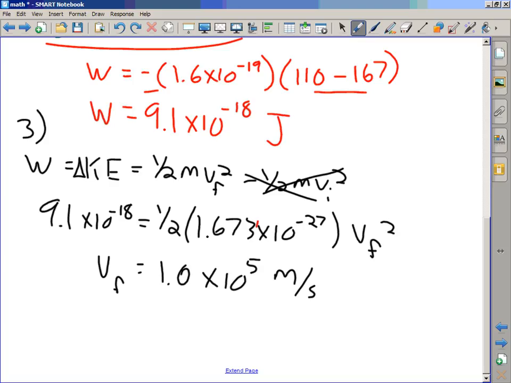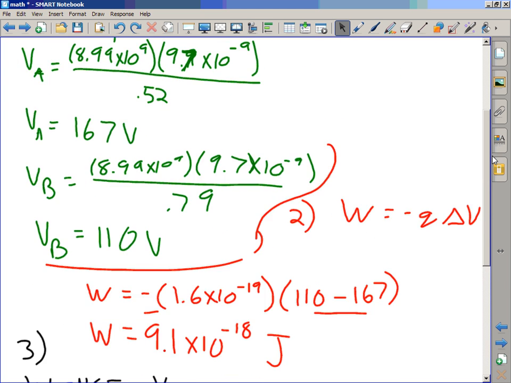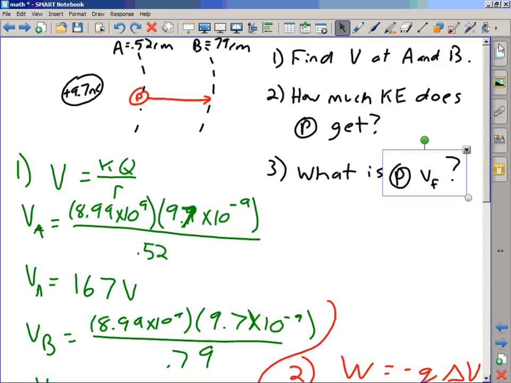Now, I broke this down into 3 parts for you, right? I might not have broken it down into all 3 parts. I might have just asked at the very beginning, question number 3: What is the final velocity of this proton given this setup? Not necessarily having drawn it out, I could just type it out in words.